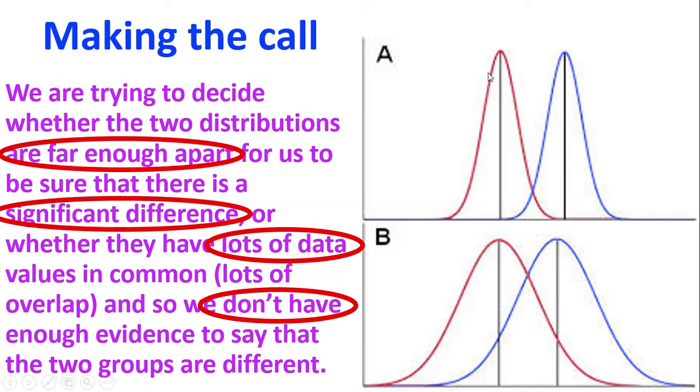So picture A here, you can see the median of A and the median of B, and you can see there's not many data values that they have in common. Whereas for graph B here, these 2 distributions, you can see there's lots of overlap, where lots of data values that both A and B have are the same. So this would be an example where we don't have enough evidence because there's lots of data that's the same. Whereas in the A graph, we can see there's only a little bit of data that they have in common. Most of the values of one group are different from most of the values of the other group. And this is what we're trying to decide, which of these situations do we have.